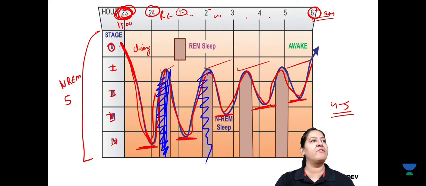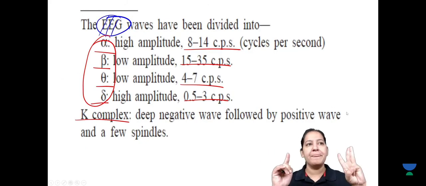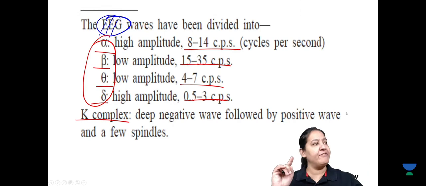Give me a thumbs up if you got the basics. So this is the summary. These are the basics, and in them there are alpha, beta, delta, theta, and K complexes. Everyone give me a thumbs up. Am I visible, audible? So what is your sleep cycle?